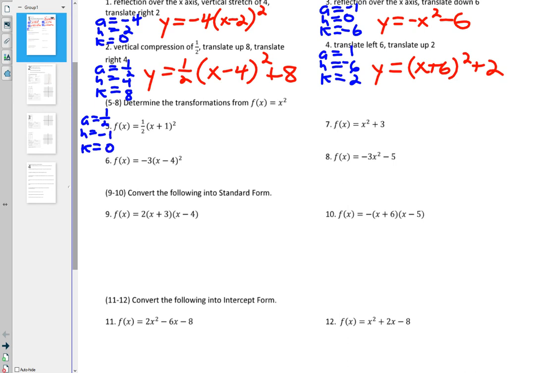So when I have a 1/2 for a, what does that do? Vertical compression of, okay. Any other transformations? Yeah, you can say horizontal translation, but I know other teachers allow you to just say translation, so that's fine, translation, but you have to say left one.